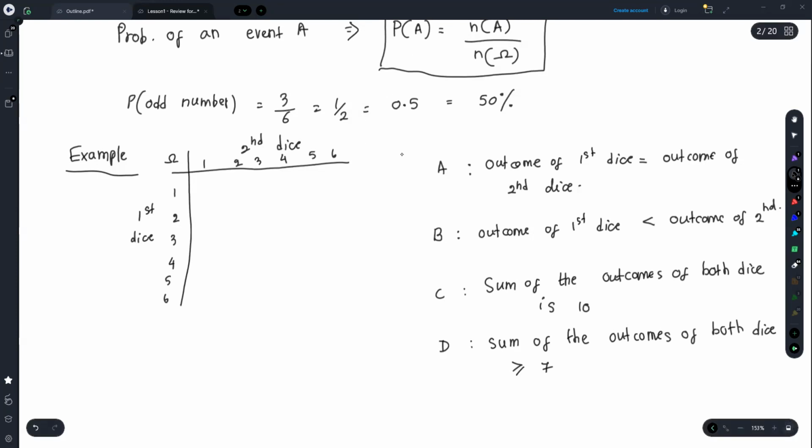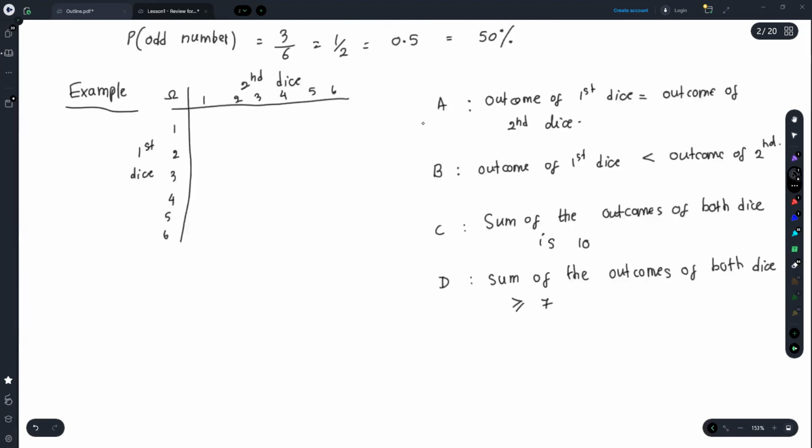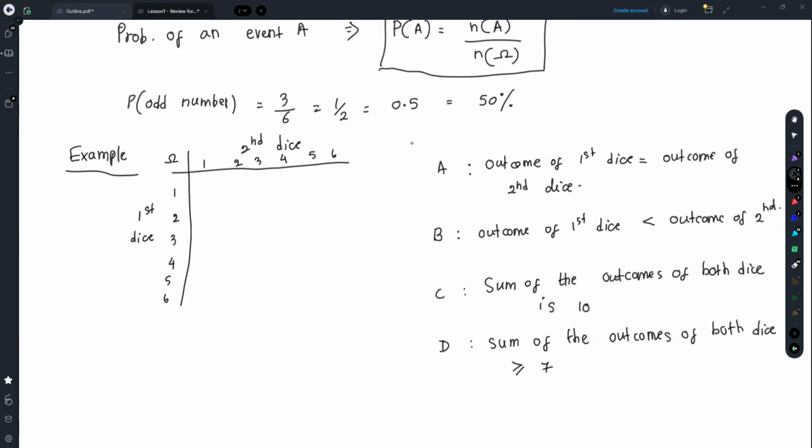Okay, so those are the 4 events. Can you figure out the elements and then calculate the probabilities of A, B, C, and D? I'll give you a few minutes. You can figure out the answers and share with me.